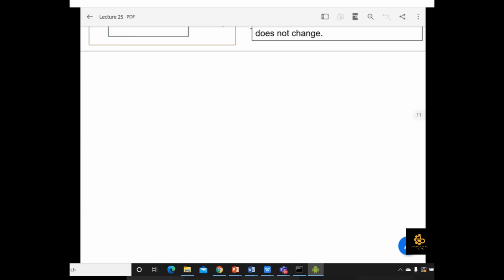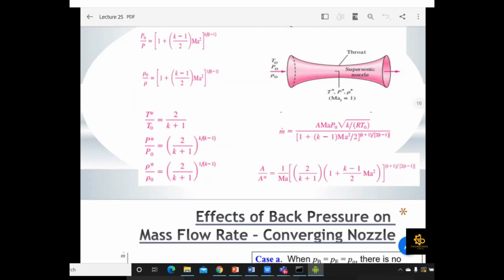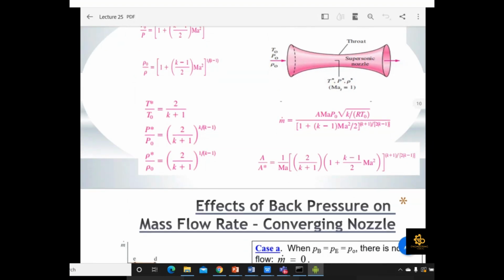Okay, so now we will try to derive the equation which we already discussed in the previous slide, m dot and A by A star, so that you will get some understanding of how these equations come from, because you have to use these equations in the further analysis.